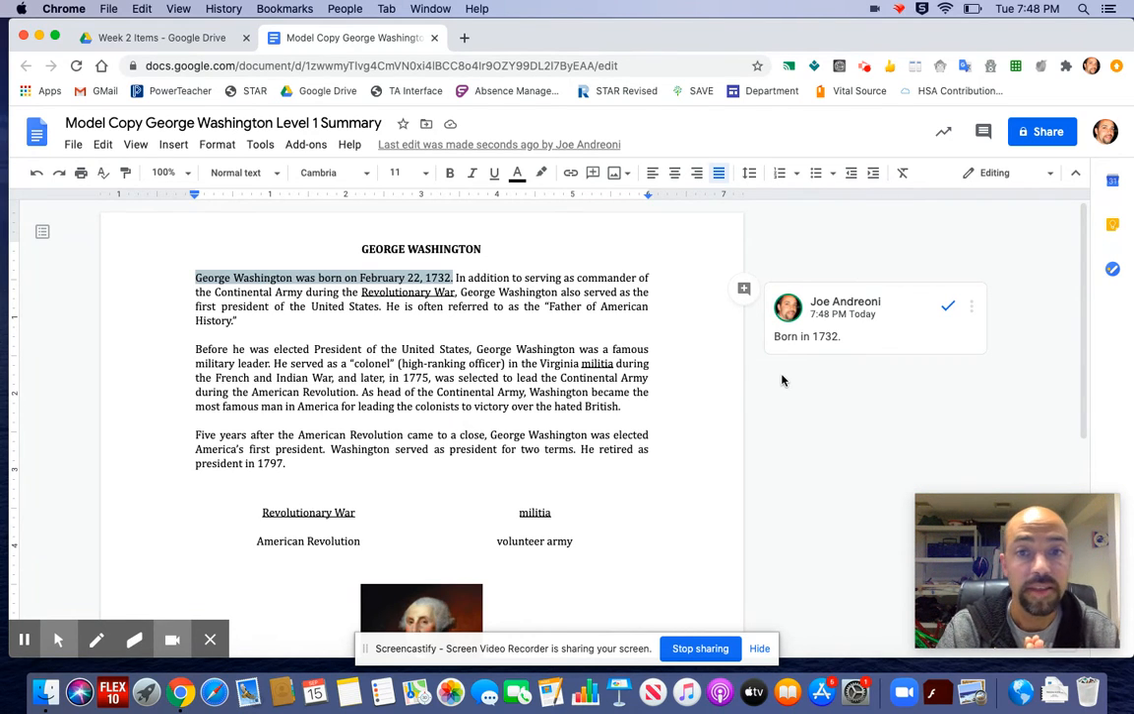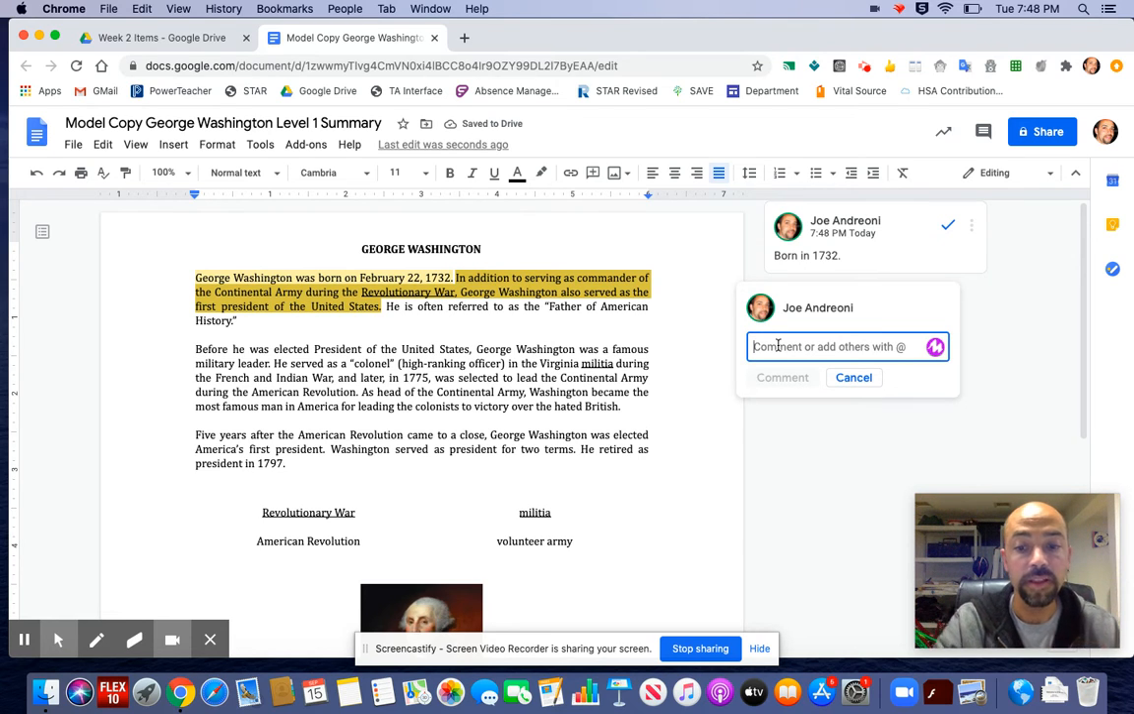Next sentence says here, he served as commander of the Continental or Colonial Army during the Revolutionary War. He also served as America's first president. These are the two important reasons why George Washington is such an important figure in American history. These are his most important contributions to American history. These are things that I think I should remember. So I am going to highlight these details. Then off to the side, create another comment box.